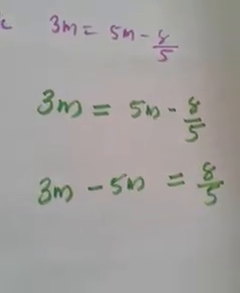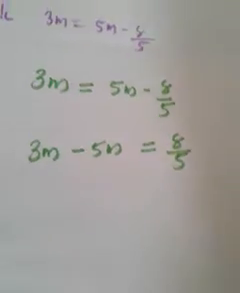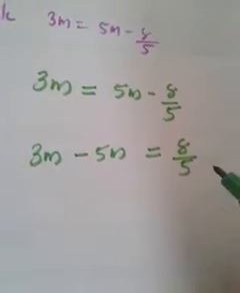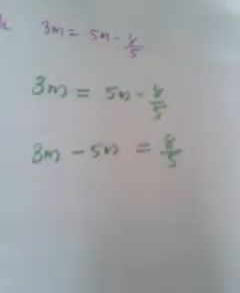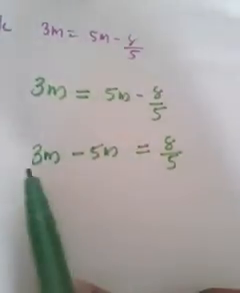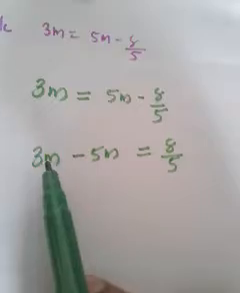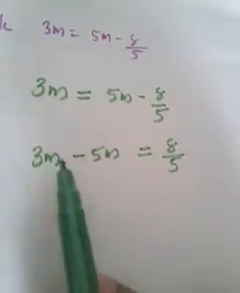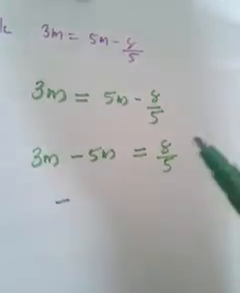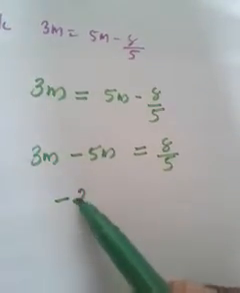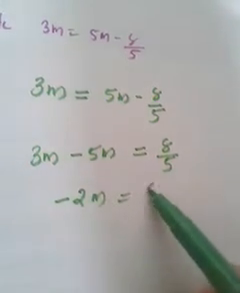No. And see, what is 3m minus 5m? In order to calculate 3m minus 5m, just calculate 3 minus 5. What is 3 minus 5? Minus 2. So the answer is minus 2m is equal to 8 by 5.